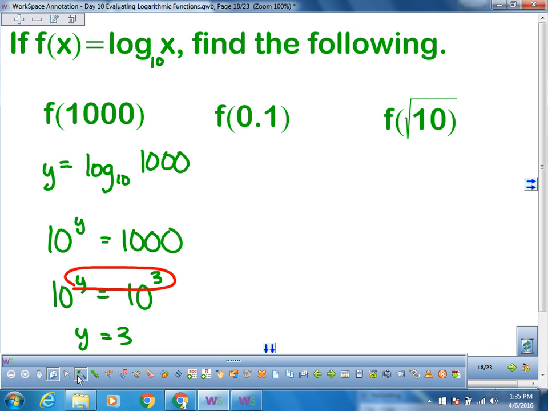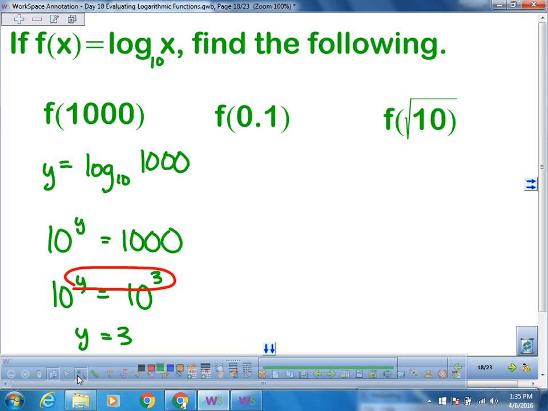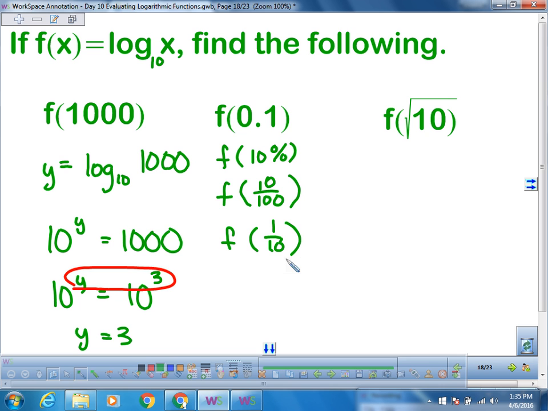1/10. How else do we know how to write this? How do I write 0.1? Over 10. Okay, but if we didn't know that right away, which is the way I would write it right there, then we could have said, oh, that's 10%. Right? Oh, is that going to help me? No, let's rewrite it again. 10 per 100. Is that going to help me? Good. All right, so let's substitute in 1/10.